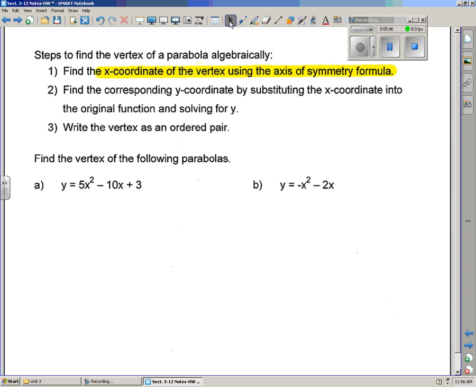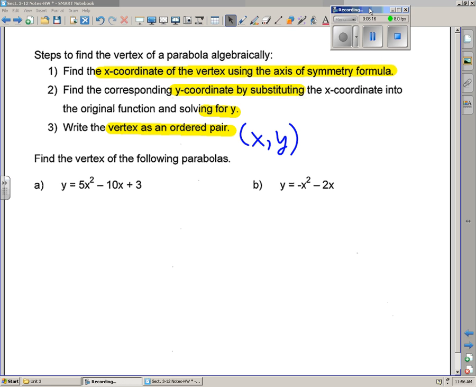Then you're going to find the corresponding y-coordinate, and you only do that just by substituting in the x-coordinate into the original function and solving for y. You basically evaluate the original equation by plugging in the x for the x. So you're going to be doing some substitution to find the y. And then the last thing is make sure that your answer is written as an ordered pair, because vertexes are ordered pairs. So your answer is going to end up looking something like this.